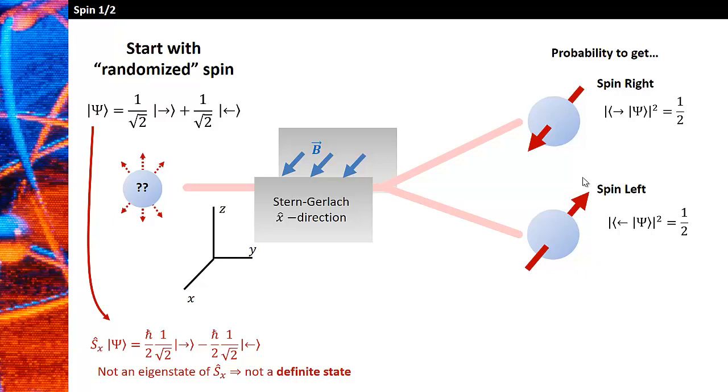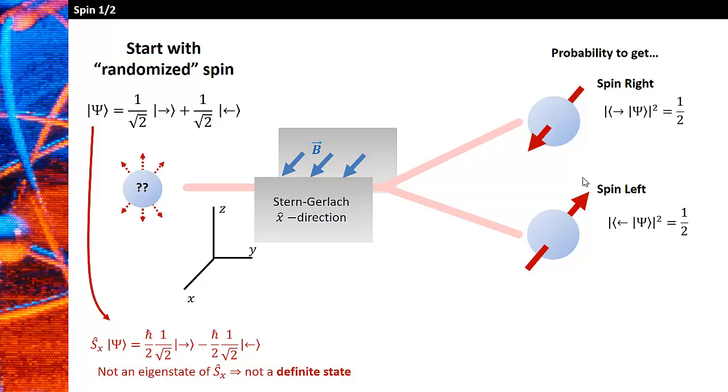And just as with the Stern-Gerlach experiment in the z direction, I'm going to have a force on the particle, depending on whether the particle has a spin right or a spin left. And so spin right particles will be diverted one direction, and spin left particles will be diverted another direction, and I can set up a bin or a detector there to detect whether I get a particle there or not. And it turns out then, the probability to get a spin right particle for this initial state that we have is 1/2. And the probability to measure spin left would also be 1/2.